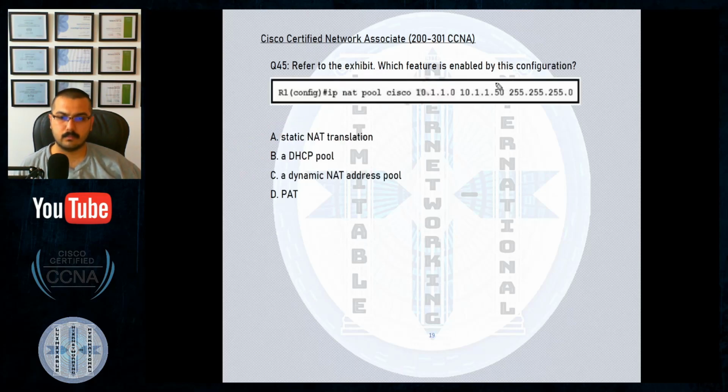45. Which feature is enabled by this config? IP NAT pool called Cisco pool starts from 10.1.1.0, ends at .50, with a subnet mask of 24. This is just creating a NAT pool. No, this is not a translation, not a DHCP pool. Yeah, this is creating a dynamic NAT address pool. Not a path. Yep, that would be correct.